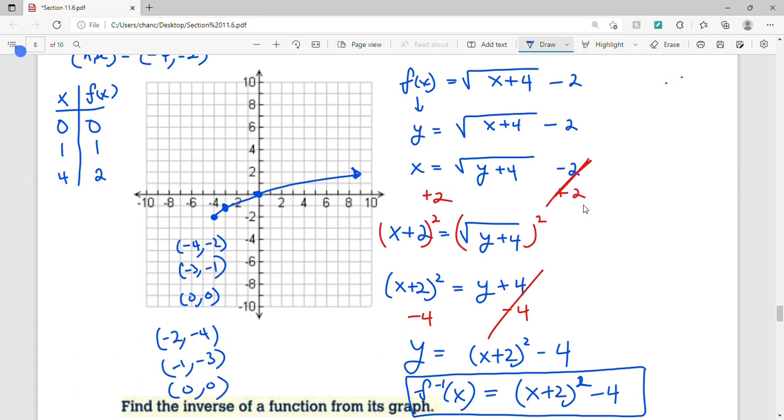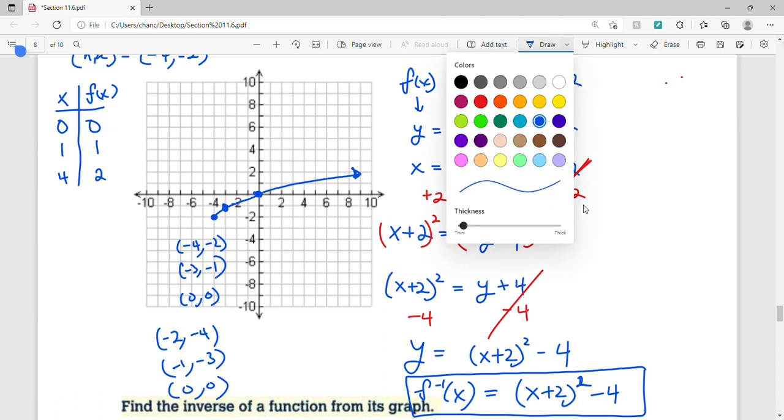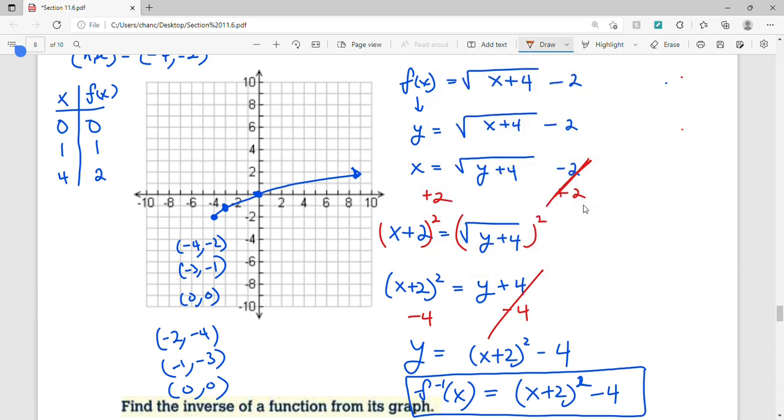So let's graph the inverse on the same plane. We'll start with 0, 0, so that overlaps. We have a negative 1, a negative 3. And we have a negative 2 comma negative 4. So it looks like the same graph, but it's reflected. It is reflected about this line, y equals x. So the function is the blue, and in red we have the inverse. The inverse is reflected about this line, y equals x, and that's always the case for inverse functions.